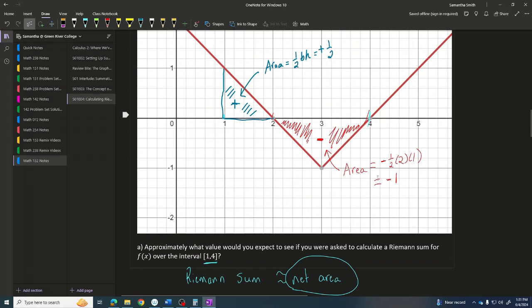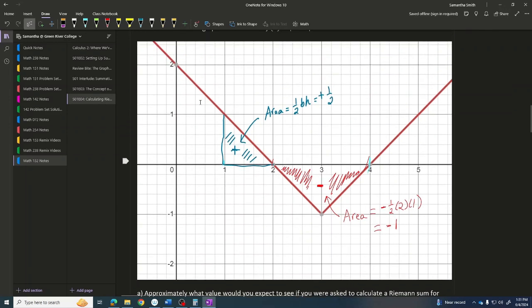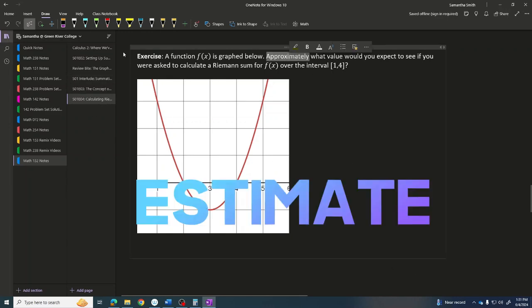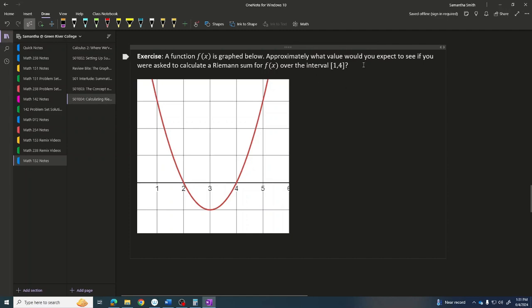And so that made it really easy to find the area exactly using geometric formulas. But in this example, by contrast, the graph is curved, and the regions that are created by the graph are not these nice geometric shapes that we have area formulas for. But again, we're going to use the fact that this question is just asking us to estimate things, just asking for approximate answers. Roughly speaking, what kind of value would you expect to see?